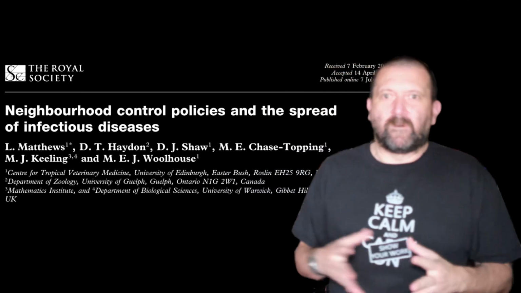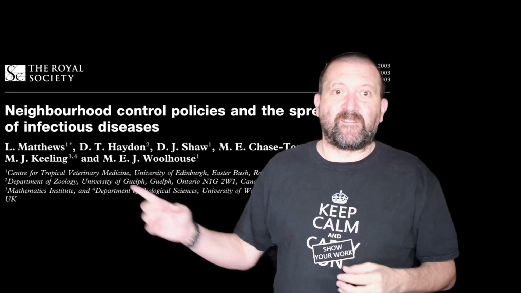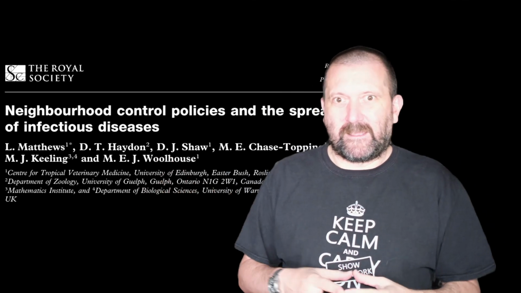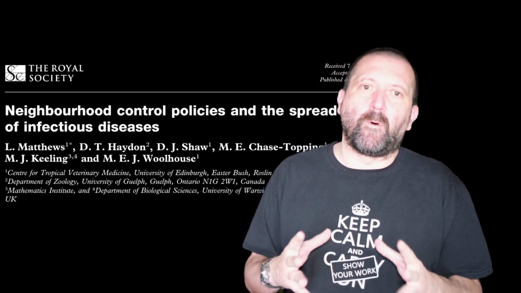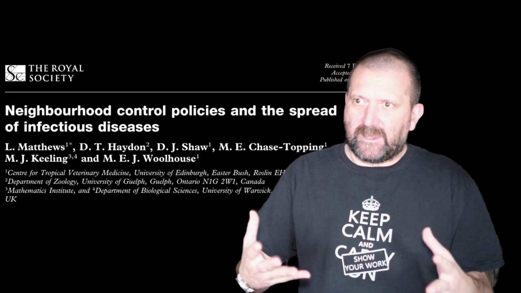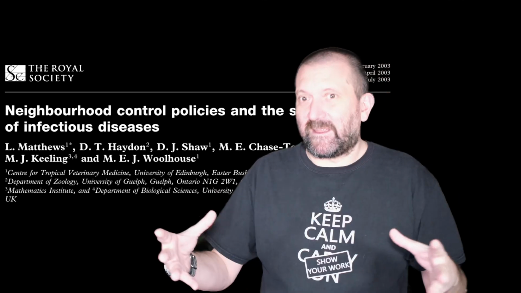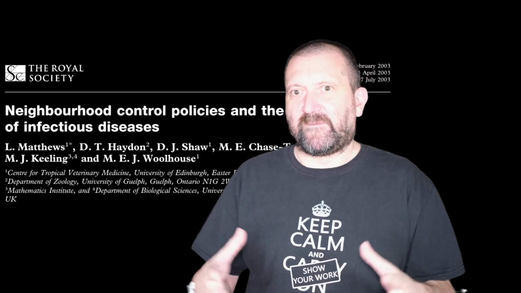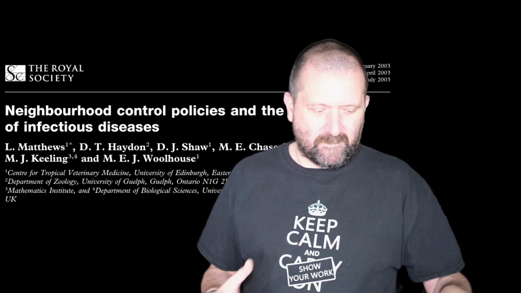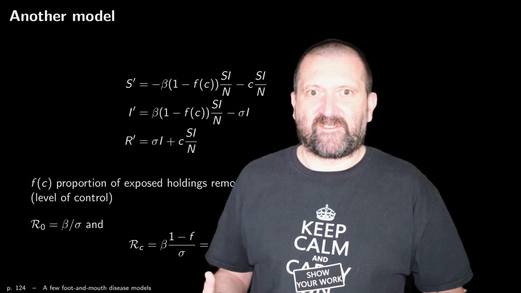Another model of Woolhouse, again with Keeling in this case and Hayden. And here this deals with control policies in neighborhoods. And by neighborhoods, they mean nearby farms. Okay, so how do you control a foot and mouth outbreak when you take into account the nearby places?